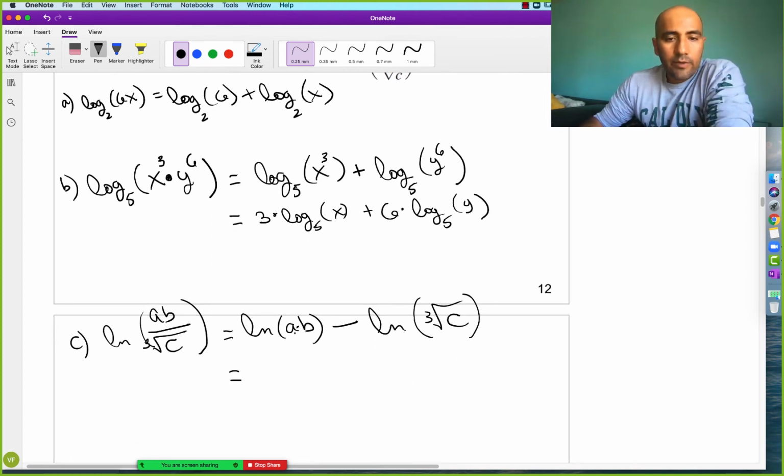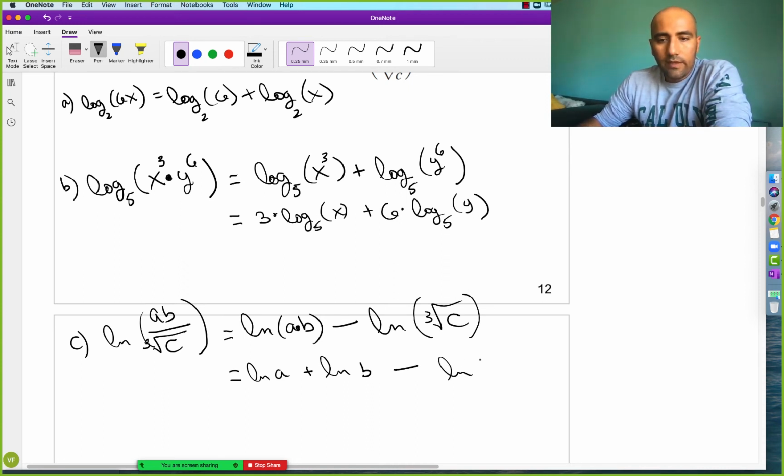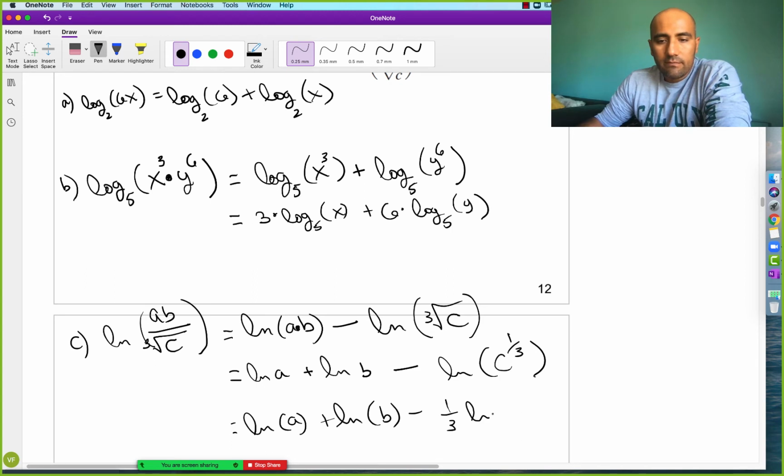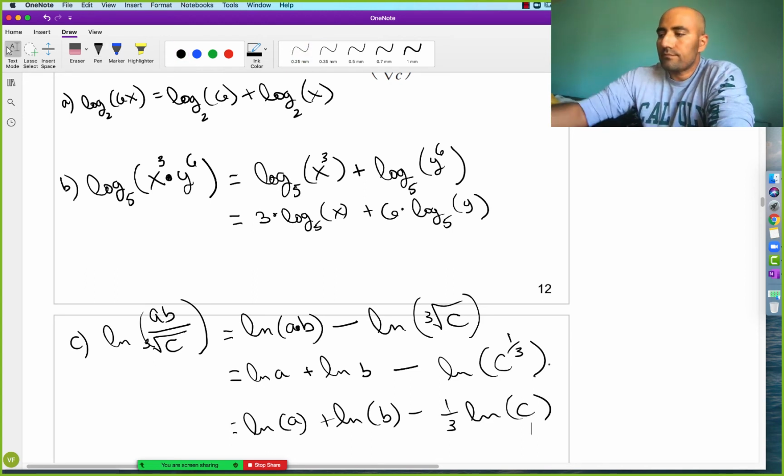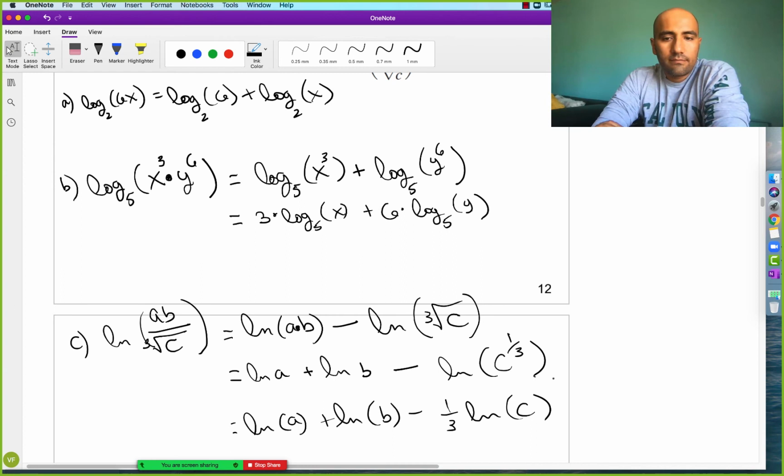So this can be separated as ln of A plus ln of B, right? Because here's a multiplication, minus ln of C to the 1/3 power. And then we can bring that 1/3 power out in front and rewrite this as ln of A plus ln of B minus 1/3 ln of C. Any questions?